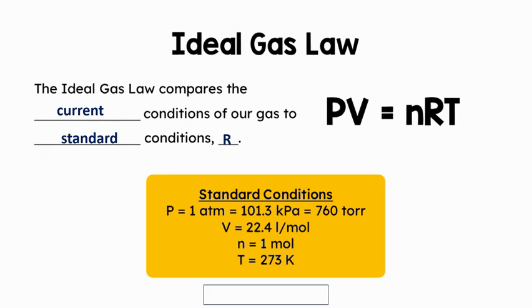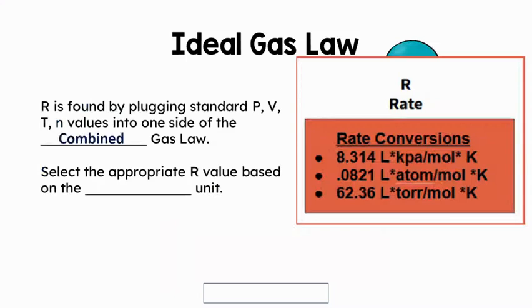Now, there's one variable in here that we haven't talked about yet, and that is R. R is simply found by plugging standard P, V, T, and n into one side of the combined gas law, and you'll get the appropriate R value based on the pressure. So, if your pressure is in kPa, you will use 8.314. If it is atm, you'll use 0.0821. And if it's in torr or millimeters of mercury, you're going to use 62.36.